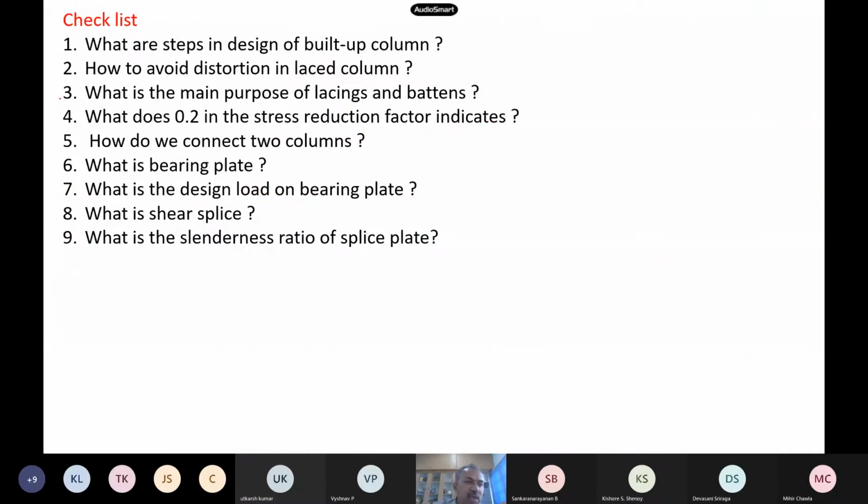And now what are the steps in the design of a built-up column? So this we have already seen. The first thing is you have to check the individual members, whether they are fine or not. That was the first check you would have solved in the previous problem itself. Then you have to find out the spacing. Once the spacing is found out, equating moment of inertia in both the directions, you find out the spacing.